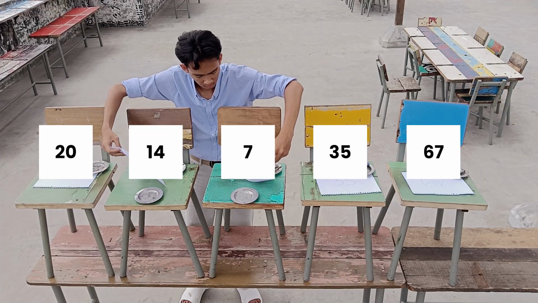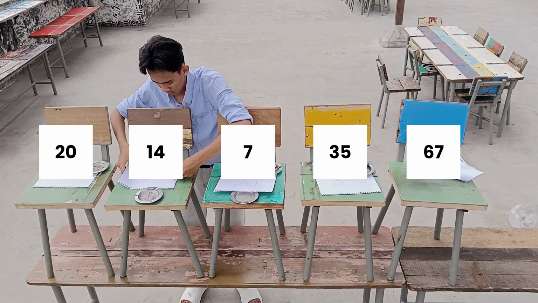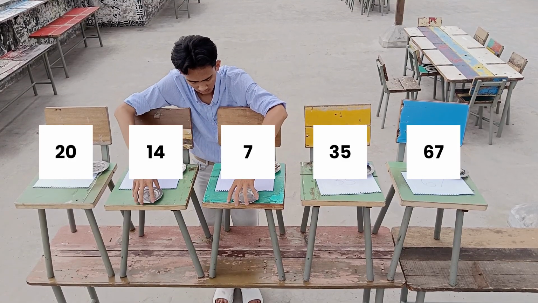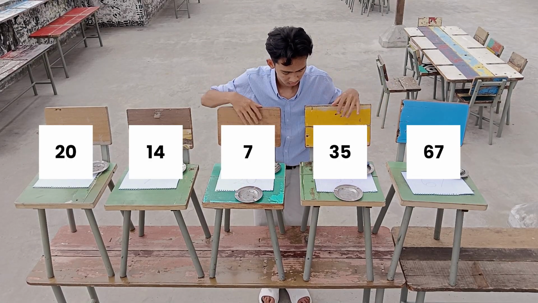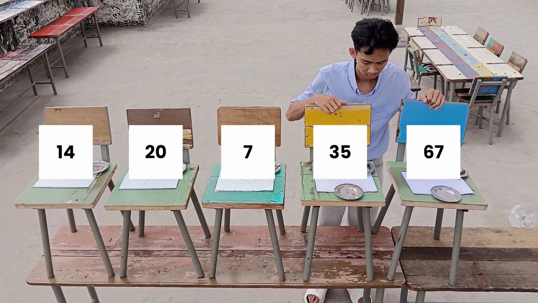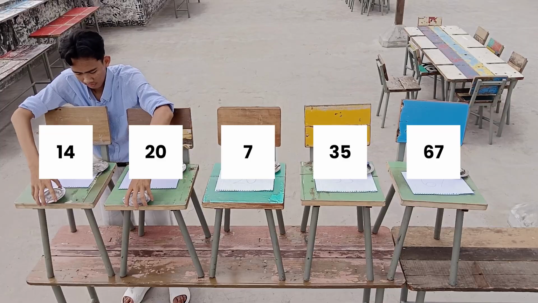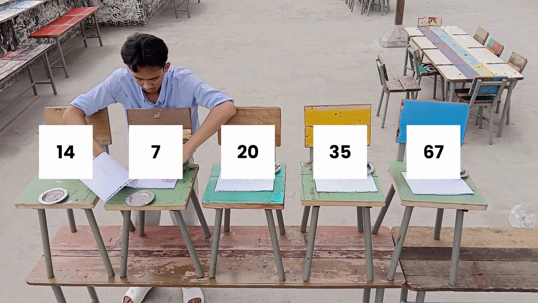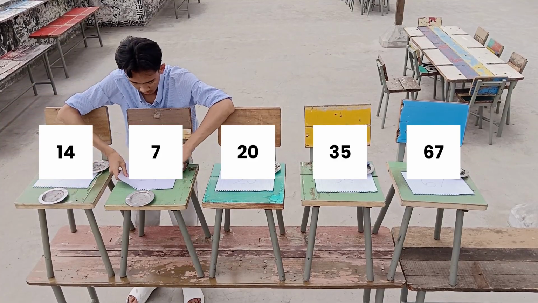Moving to the second pass, we do not need to check 67 again. So we start from the beginning again. We compare 20 and 14. Because 20 is larger, we swap them. Next, we compare 20 and 7. We swap them because 20 is larger than 7. And now compare 20 and 35, and they are already in order, so we stop here.